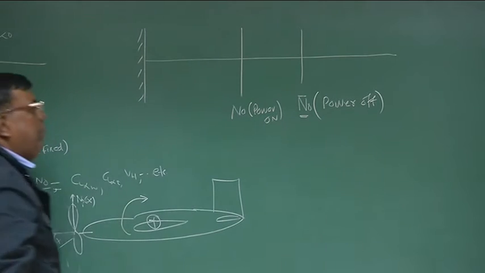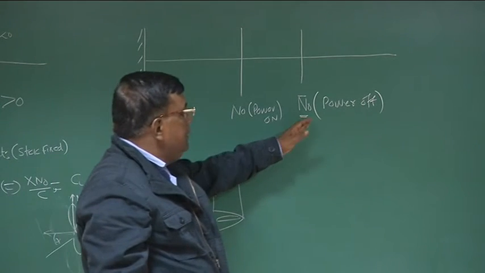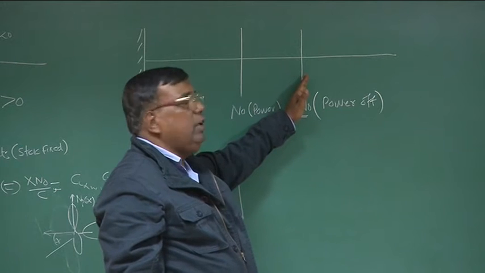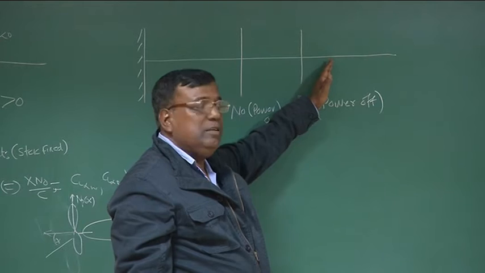So this will be N naught power on, because now the aircraft will be less stable. When the power was off, N naught was here. That means I can bring the CG up to this point. Here only it will become neutrally stable, and if CG is here, it will become statically unstable.